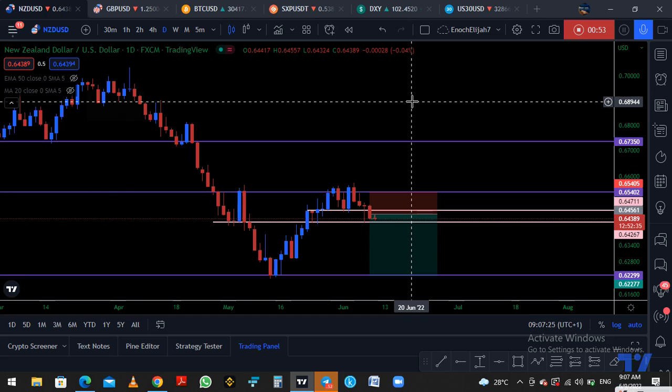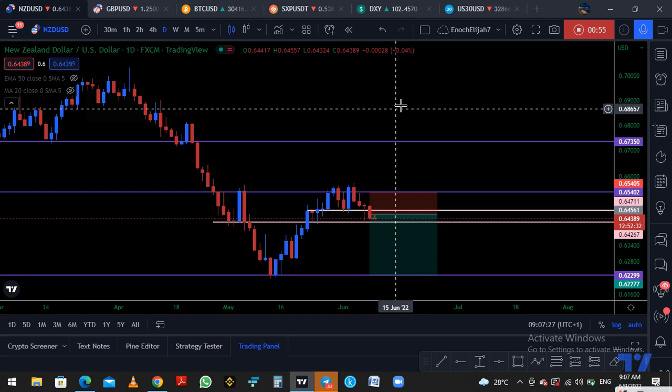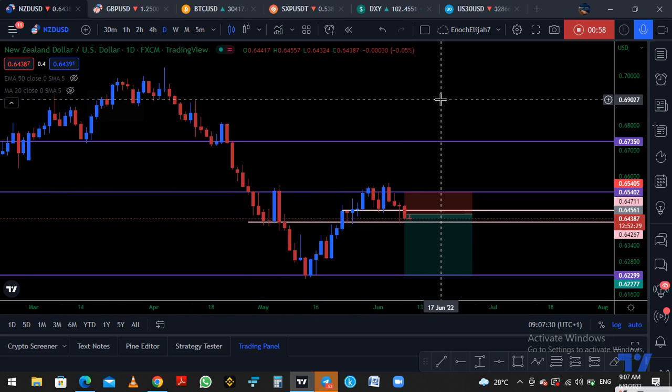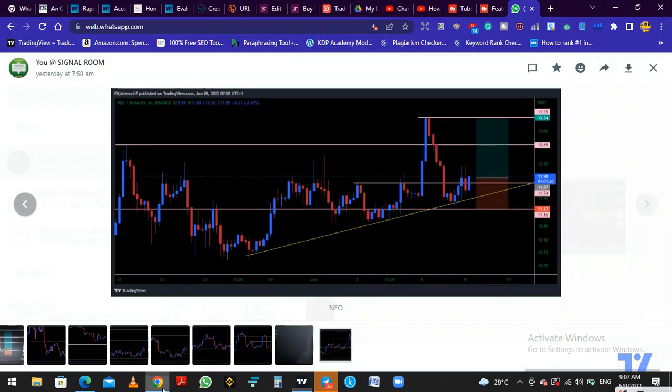Here is my NSD US dollar chart. Now, there are two ways I give signals in my free groups, even in my paid groups. Either I send a chart like this, or I just write it in words. Okay, buy this particular coin or take this trade, buy at this point, and your stop loss at this, and like that. So some I use charts like this, you can see it on your screen, while some I write out in words.